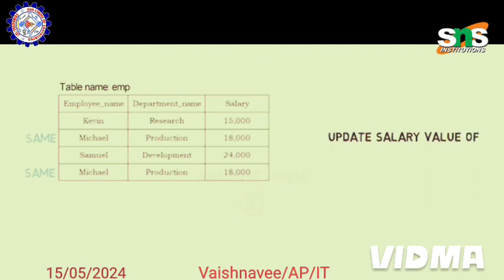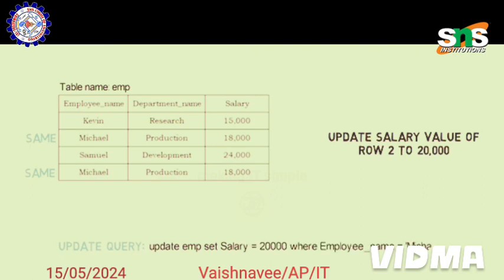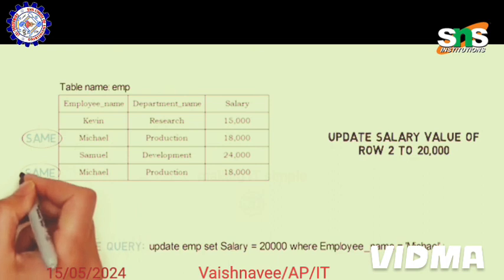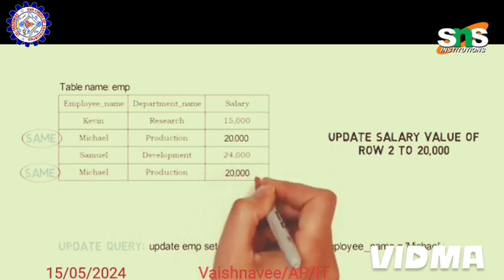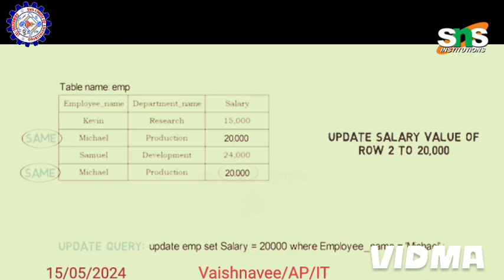If you want to change the salary value of row 2, this will be the update query: update employee set salary equal to 20,000 where employee name equals Michael. But as rows 2 and 4 have identical values, both rows will be updated. So the salary value of row 4, which is now 20,000, is a wrong value. This can affect the database. These kinds of problems and anomalies arise when there is redundancy in a table.